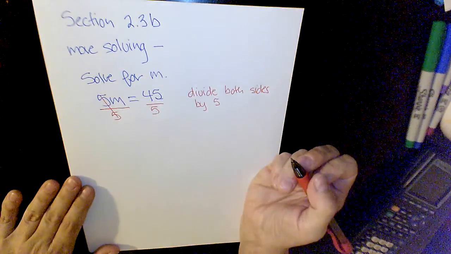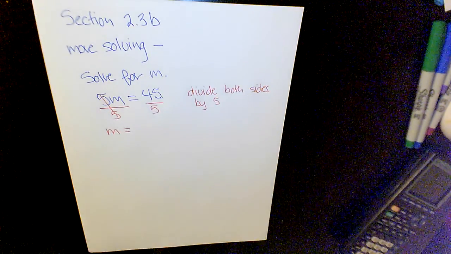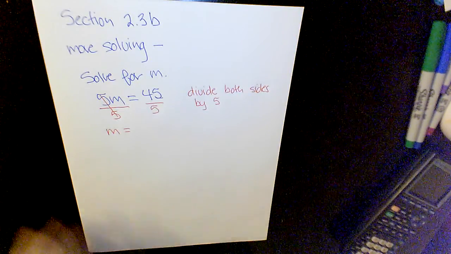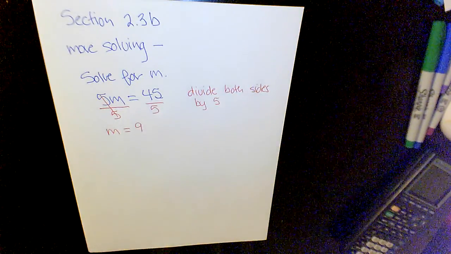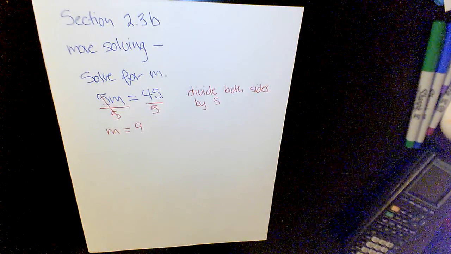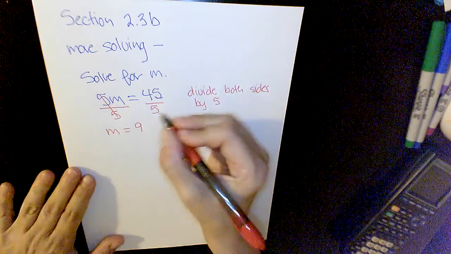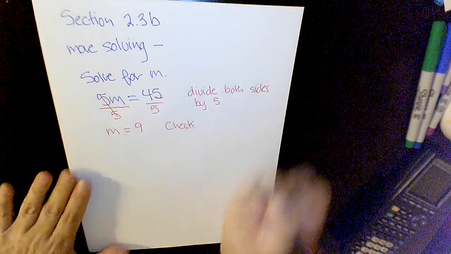Five divided by 5 goes, I'm left with m. And 45 divided by 5 is how much? Well, that is 9. So 9 is my solution. Do I want to check it? I can if you want.